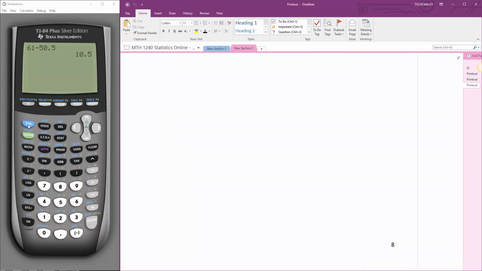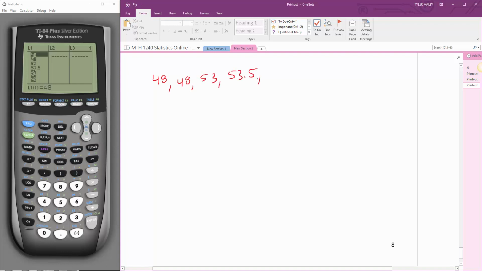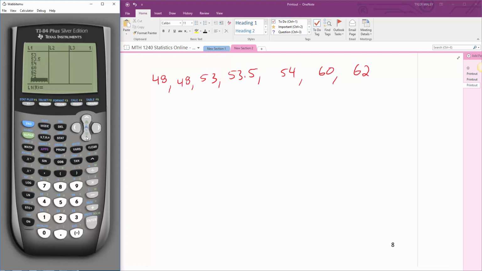So I'm going to go back to the stat menu and edit, just so I have the list of my data points there. So my list of data points were 48, 48, 53, 53.5, 54, 60, 62. Is that it? Let's see. Oh, one more. 71. Right, so we have 1, 2, 3, 4, 5, 6, 7, 8 data points, right? So n equals 8. So n being the number of data points you have.